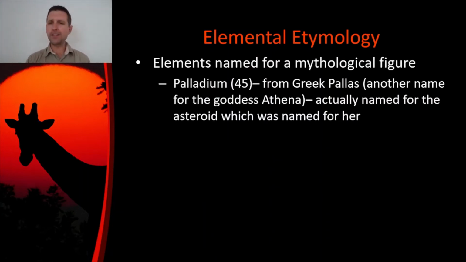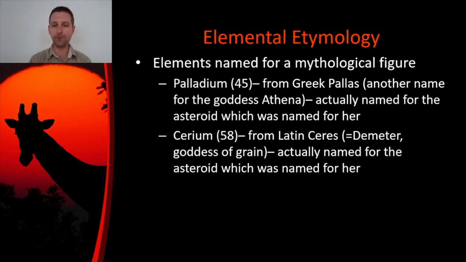Let's talk about elements that were named for mythological figures. Like I said, there are 4 of these, and the first 2 are kind of a pair. They are palladium and cerium. They are both named for a Greek figure and a Latin figure, respectively, but interestingly, they're not actually directly named for those mythological figures. Rather, they are named for 2 asteroids that had been recently discovered when these elements were discovered. And those asteroids were in turn named for the mythological figures.